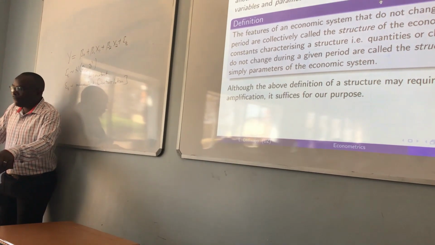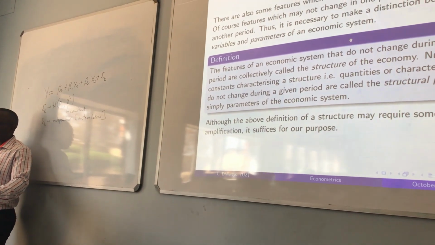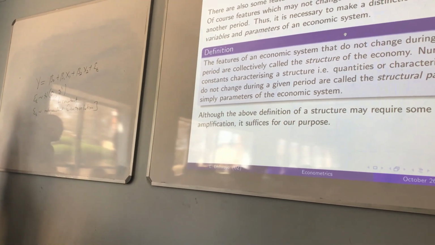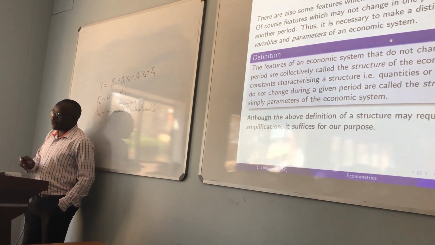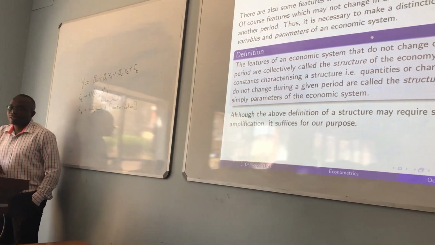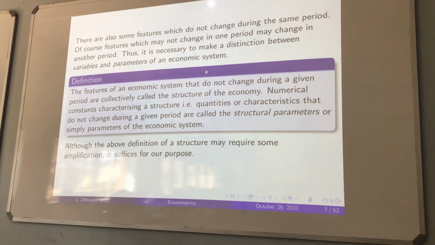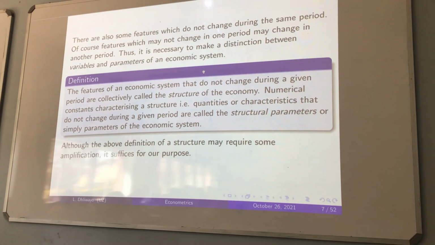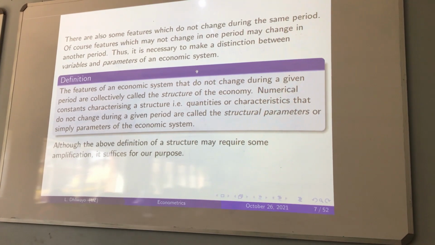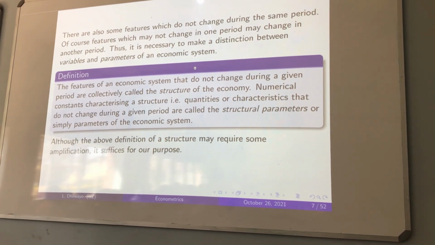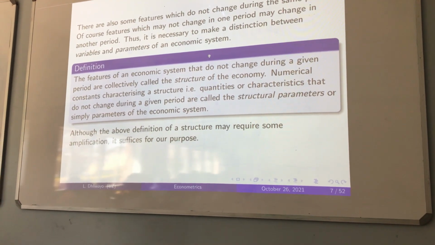There are also some features which do not change during the same period. Of course, features which may not change in one period may also change in what? In another period. Thus, it is necessary to make a distinction between variables and parameters of an economic system. Definition: the features of an economic system that do not change during any given period are collectively called the structure of the economy. So features that do not change, that's what we refer to as what? The structure of the economy.